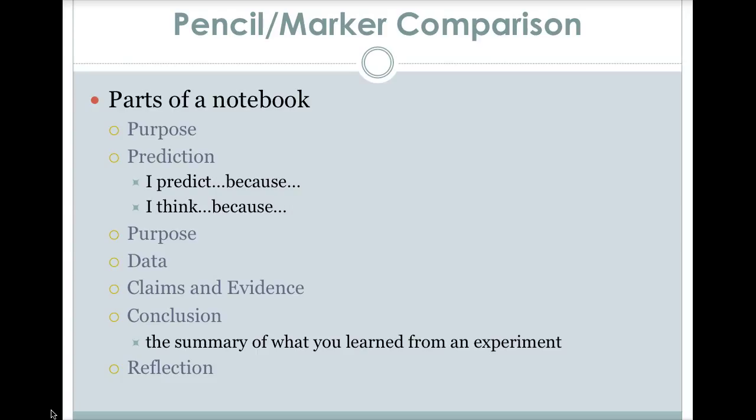Next up is our data, our claims and evidence, our conclusion, which is the summary of what you learned from an experiment, and the final thing is our reflection. So this is our order that we'll always use for our notebook. Every once in a while we may skip a part, but for the most part this is exactly how we'll go through.